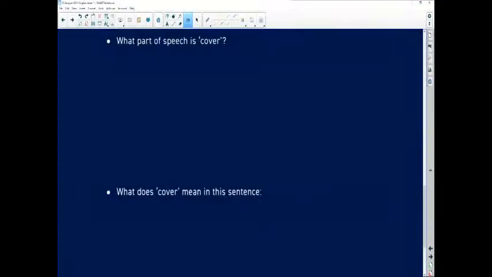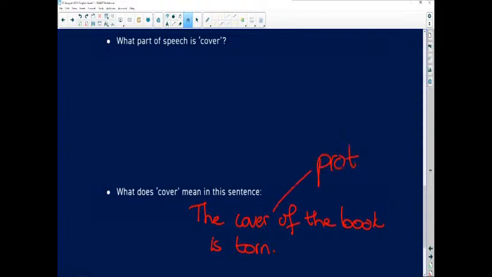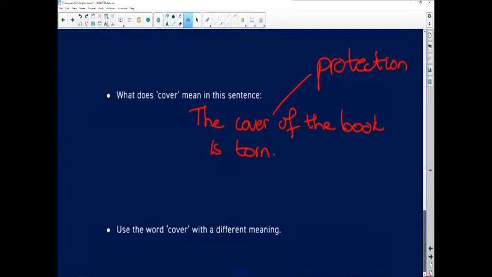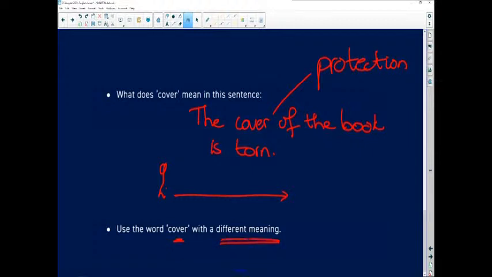in a different sentence. If I said something like, the cover of the book is torn. What does cover mean in that sentence? It means something that protects. It's the protection of the book. So you can be asked, as I was saying earlier in the program, use the word cover with a different meaning. So we had athletes, there they were, covering a distance, meaning they've got to run a particular distance. Then you can use the word cover with a different meaning. So now you want it as something that protects. Cover the food, there are flies around.